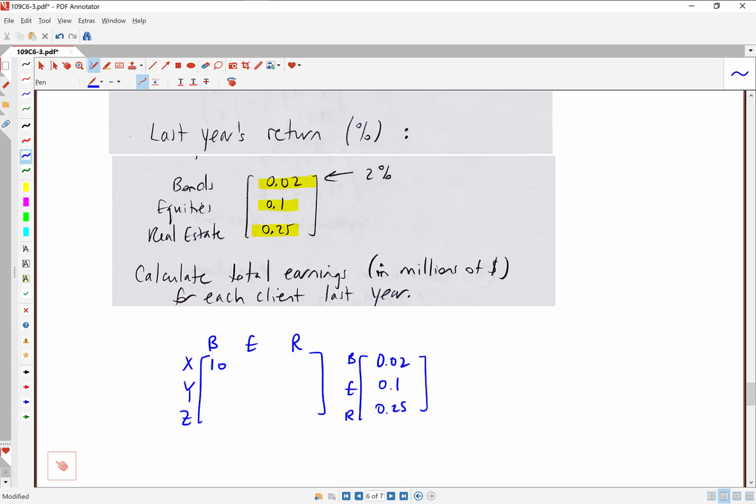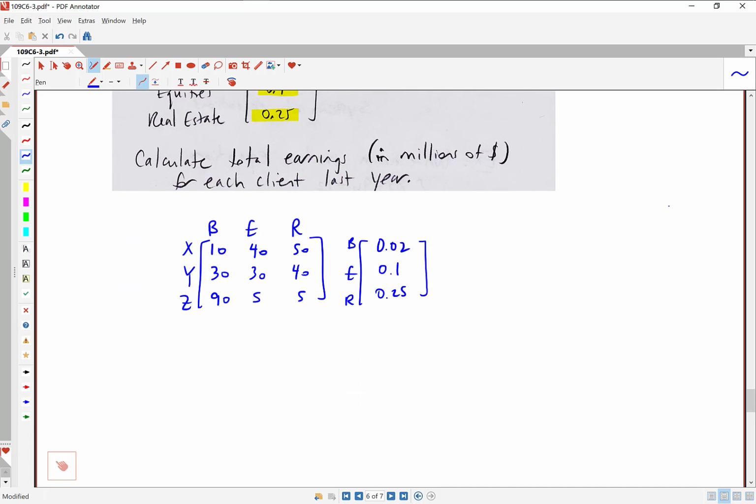So client X has 10 million in bonds, 40 million in equities, and 50 million in real estate. For client Y, it's 30, 30, 40. And for client Z, 90, 5, 5. So it turns out that each of these clients has $100 million in assets. They're just spread differently across the different asset classes.